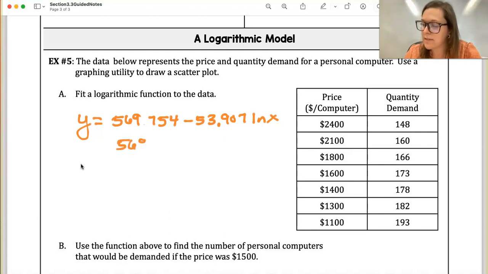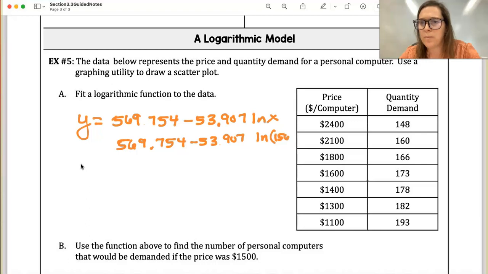So 569.754 minus 53.907 natural log of 15. Nope, our y, yep, nope, our x. Yeah, our x is our price, right? Yes, 1,500.